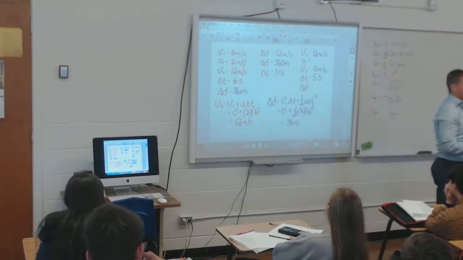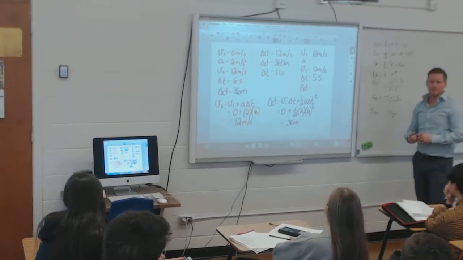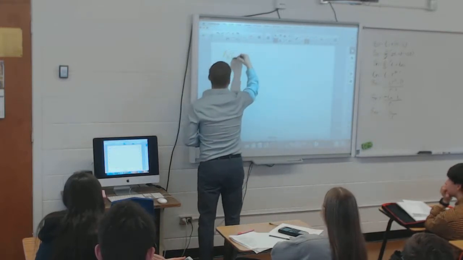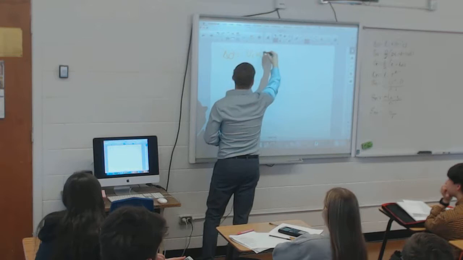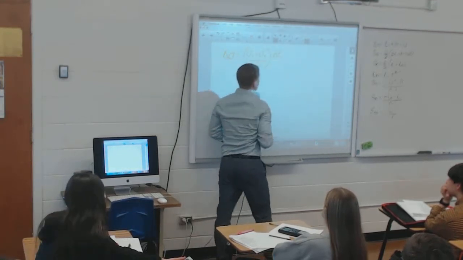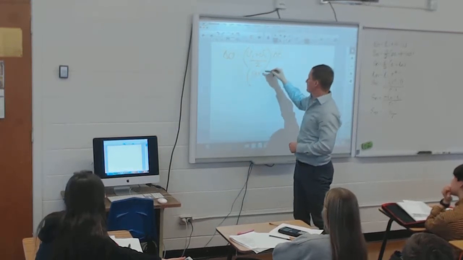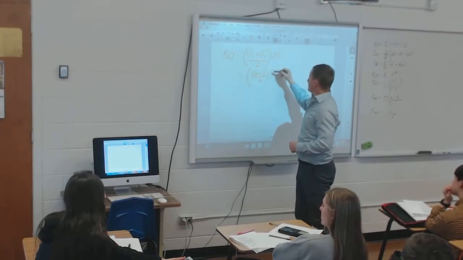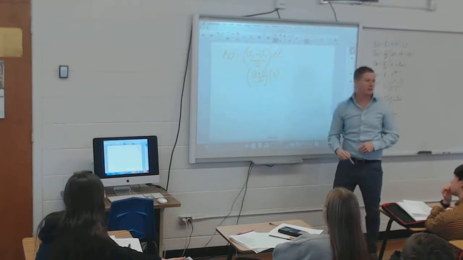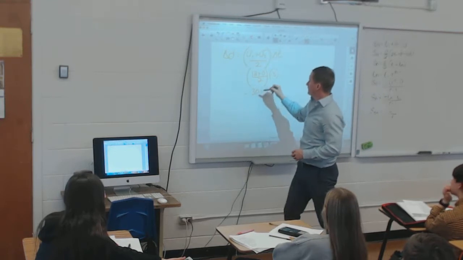I need to find the displacement. So I've got V1, V2, and T. How do I get D? The second equation. So D is equal to V1 plus V2 over 2 times T. What was my V1? 12. V2? And time? 5 seconds. 12 divided by 2? 6. 6 times 5? 30. 30 meters.